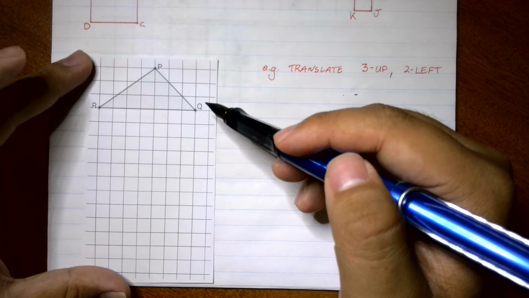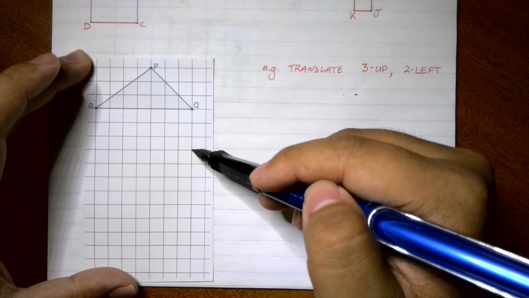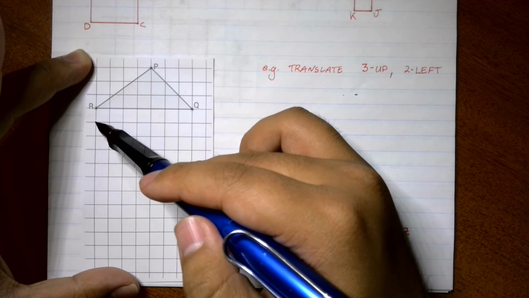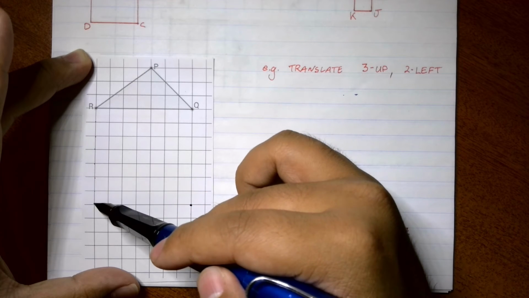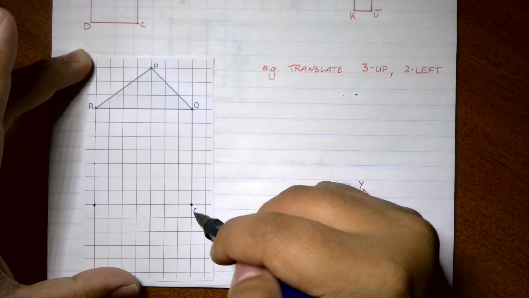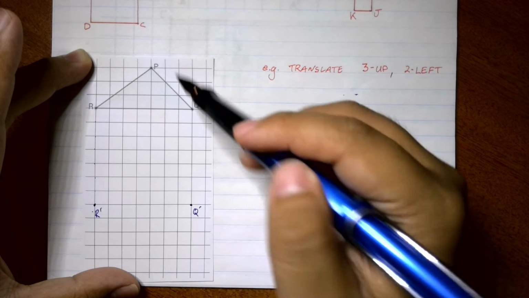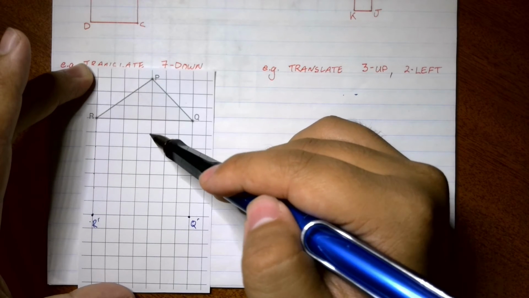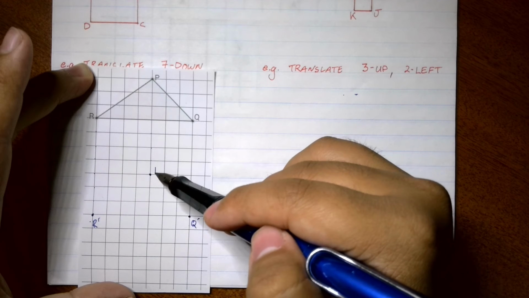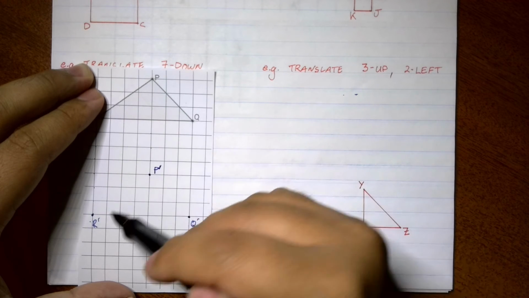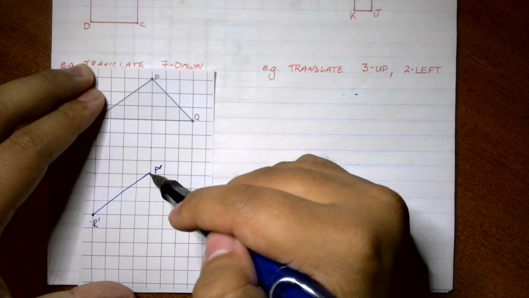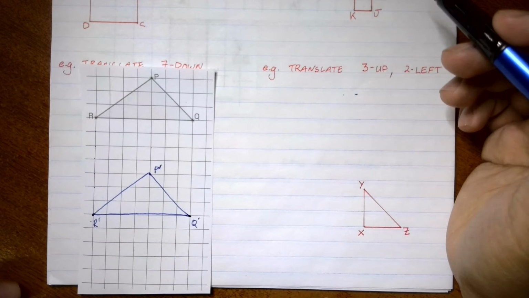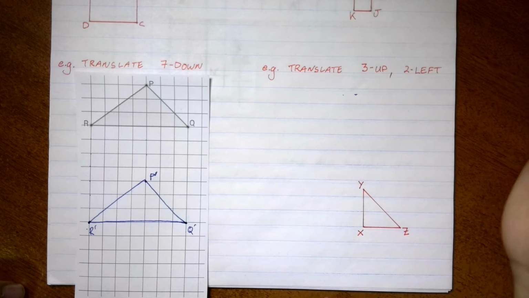Let's start with the bottommost points. So 7 spaces: 1, 2, 3, 4, 5, 6, 7. 1, 2, 3, 4, 5, 6, 7. Let's label these Q dash, R dash, and P 7 spaces down. 1, 2, 3, 4, 5, 6, 7. P dash. Let's join our points here. We've successfully translated this shape 7 spaces down.